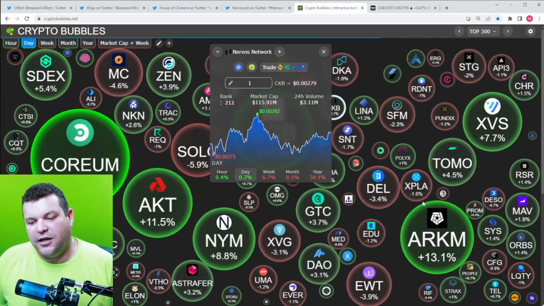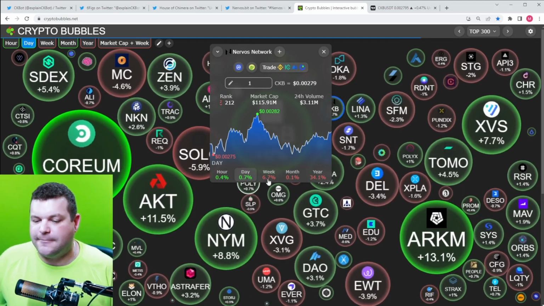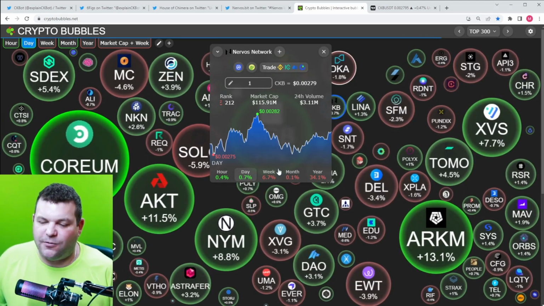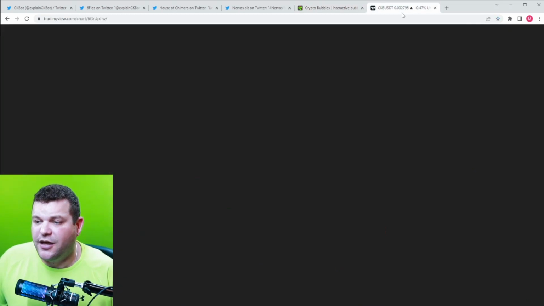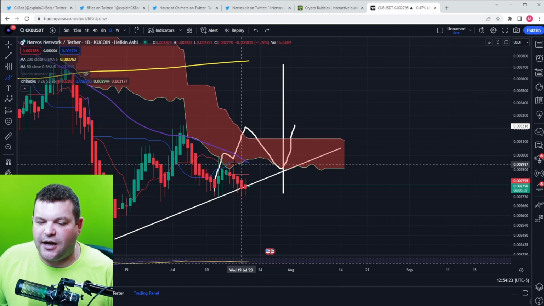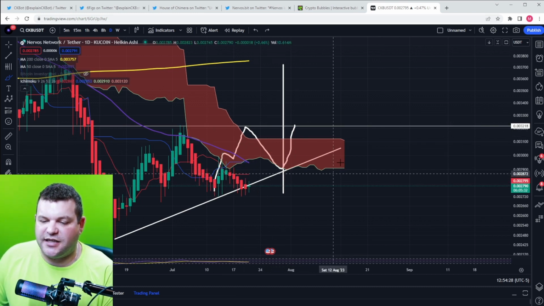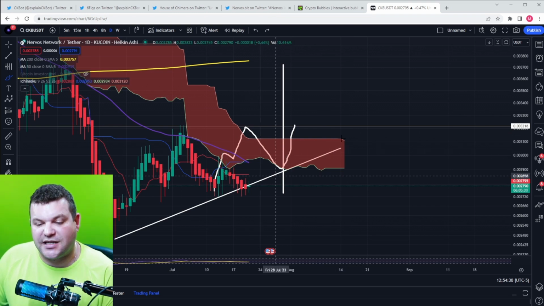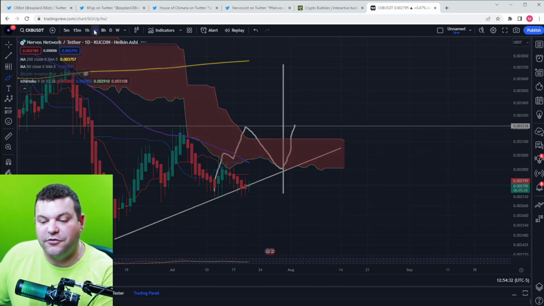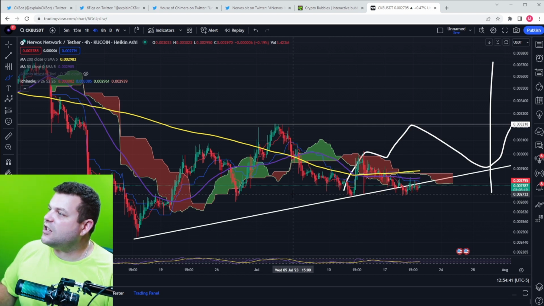Now, folks, Nervos Network CKB is up 0.7% on the day, down 6.5% on the week, barely down on the month. Now, the last time we left off with technical analysis, I was saying how I thought there was a possibility we could see something like this happen or some sort of ascending triangle really form. Unfortunately, we've had some negative events happen in the crypto industry. There's been a lot of attacks from Janet Yellen.